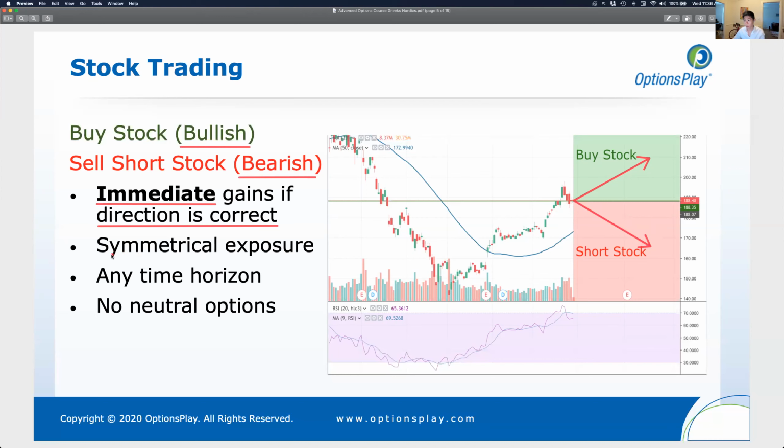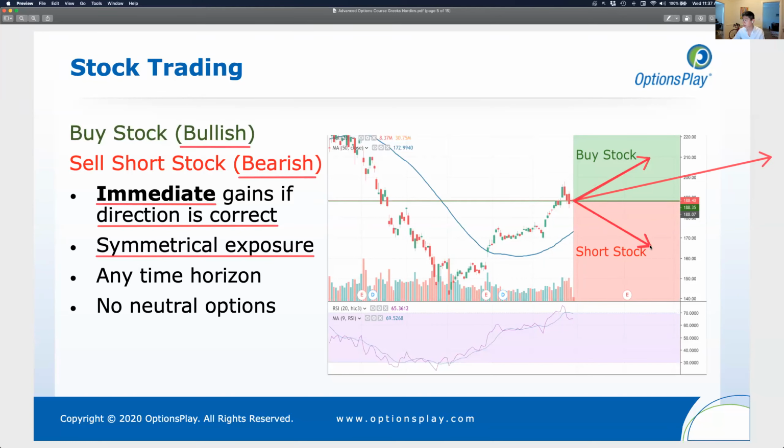They are also what we call symmetrical exposure, which means that if the stock goes up by 1 crown, you make 1 crown per share. If it goes down by 1 crown, you lose 1 crown per share. So it's really easy for investors to understand that if the stock's at 188 crowns and it goes up to 210, how much money would I make on my stock investment? It's very easy to calculate that. And it doesn't matter whether it takes a day to reach 210, a month, or a year. You make the same amount of money on that stock investment.